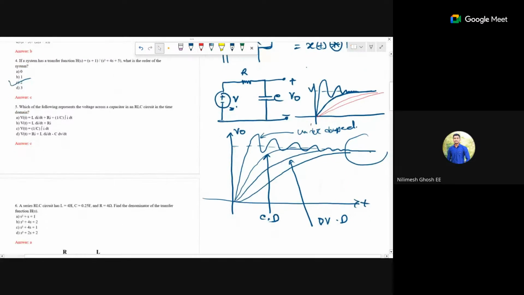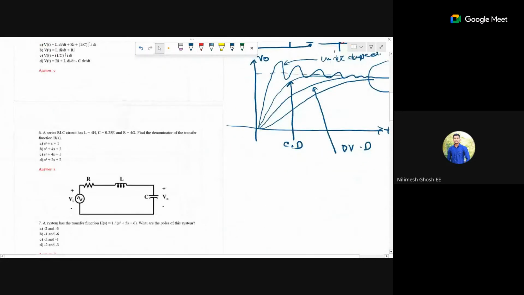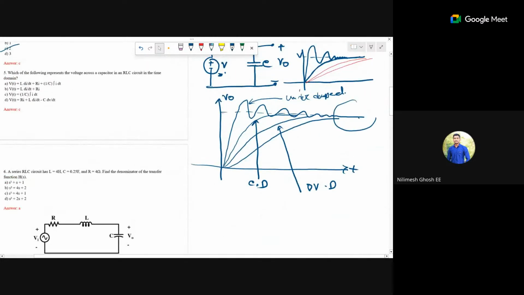What does it physically mean? Critically damped means the damping is exactly correct. Let's say you are listening to something on the radio and adjusting the channel. At a particular frequency, you will get the maximum volume and the maximum clarity. That is critically damped.